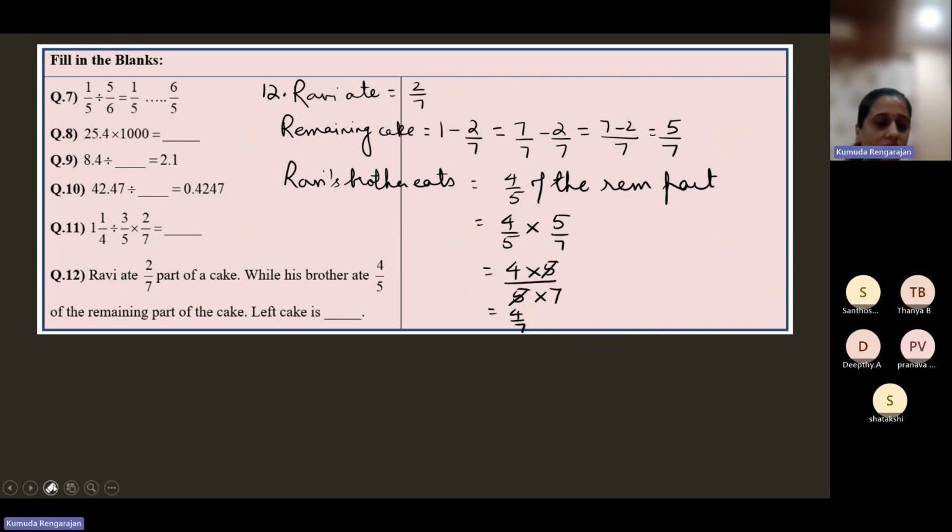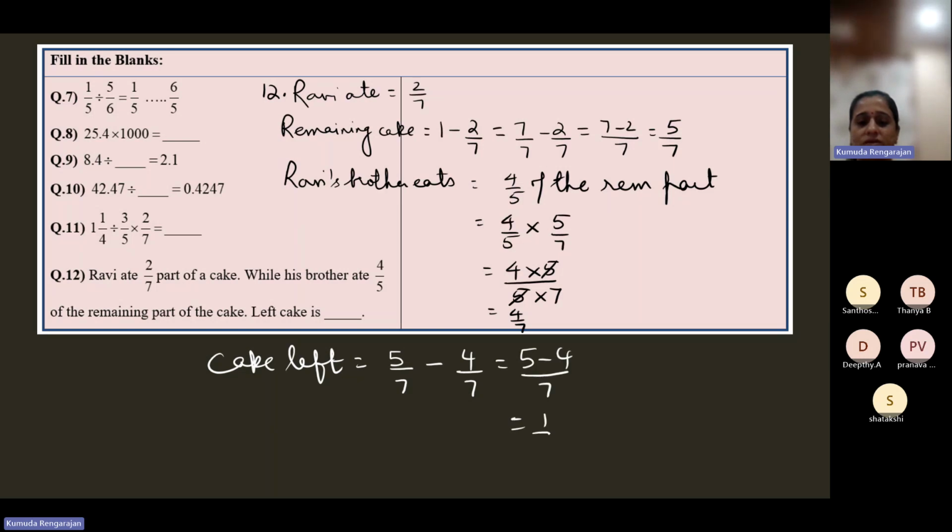1/7. So the remainder is equal to 5/7, which was left after Ravi ate, minus what his brother eats, 4/7. So the remainder is 5/7 minus 4/7, which is 1/7. This is the remainder. Yes, ma'am. Very good.